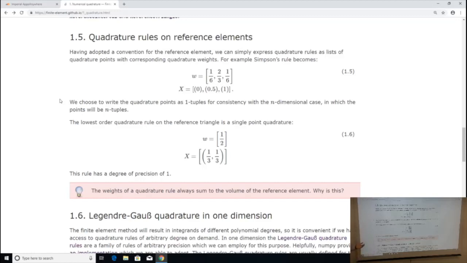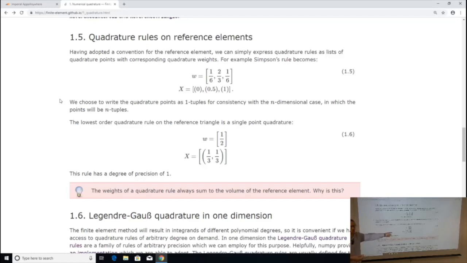So, for example, for Simpson's rule, which is the simplest example of a quadrature rule where all the weights aren't the same, the points are 0, half, and 1, and the weights are 1 sixth, 2 thirds, and 1 sixth. So that's all you need to encode a quadrature rule. That's its entire existence.